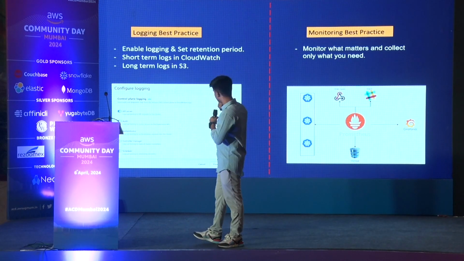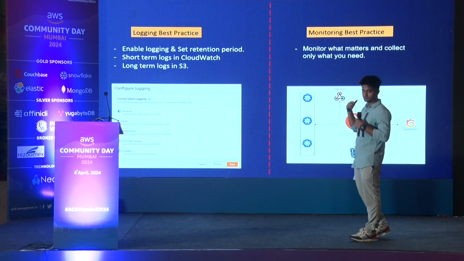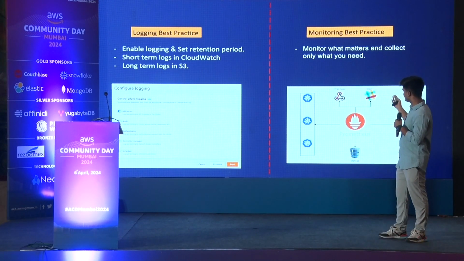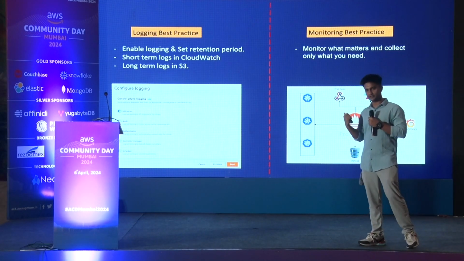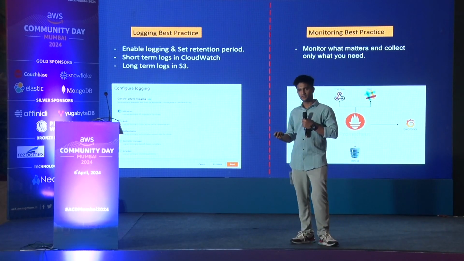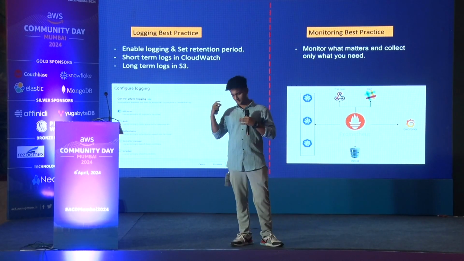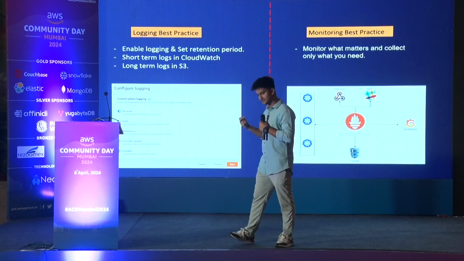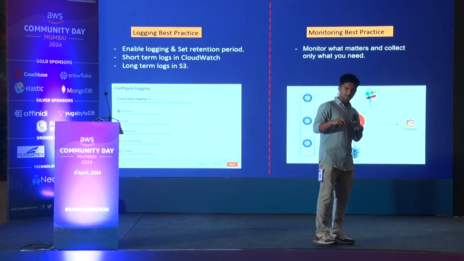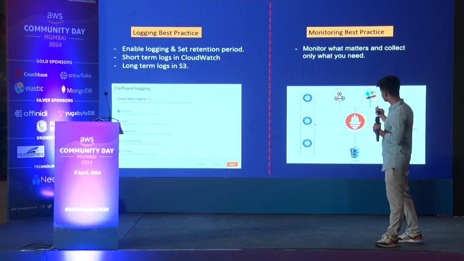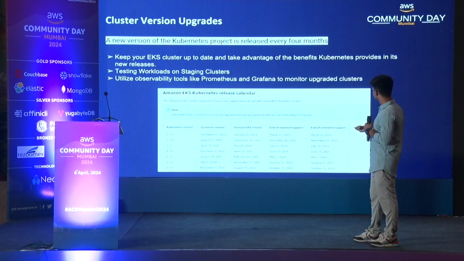For monitoring, this is one of the best practices. I would recommend you monitor what matters and collect only what you need. Because when you enable monitoring, you will obviously be setting up alerts, maybe on Slack, Pager, Jira, right? So you don't want all the small notifications coming up as well. So only monitor and set alerts for what actually is important for you. This is best practice whenever you set up monitoring, either using Prometheus or any other tool.